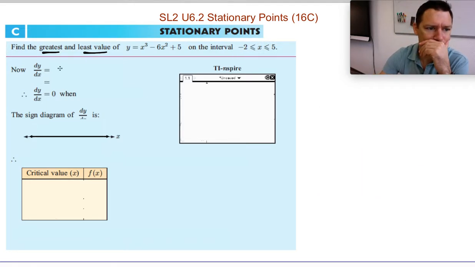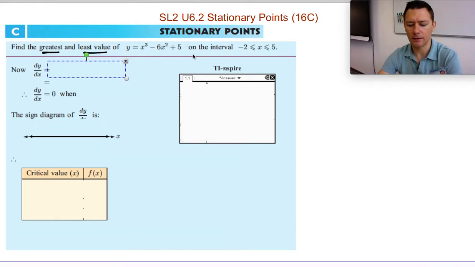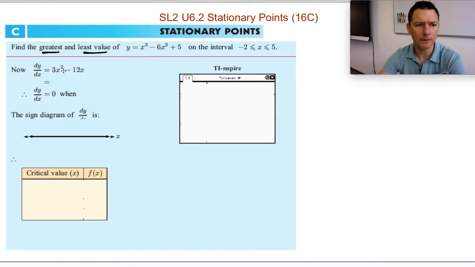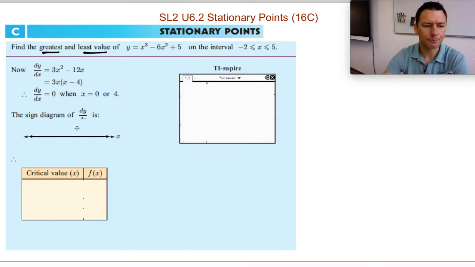Let's try that. So we're taking the derivative. Here's the derivative of this guy. And if you factor that or solve, we want to find the zeros, so solve it however you like. It looks like zeros should be at 0 and at 4. Yeah, 0 and 4. Great.